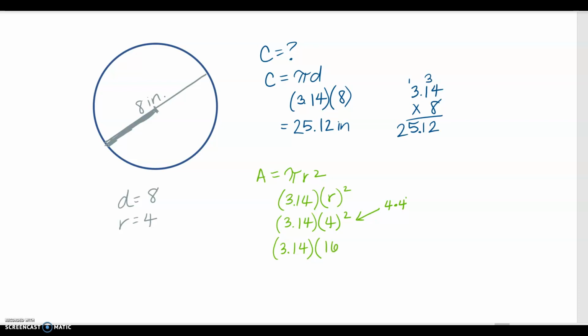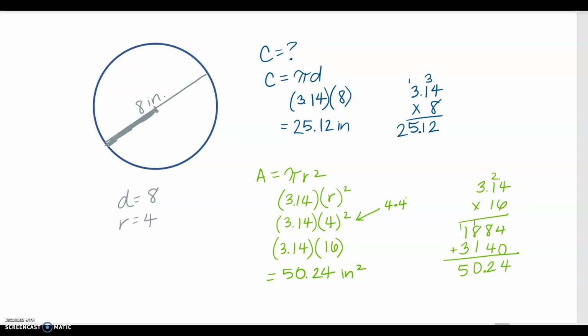4 times 4 is 16. So now all I have to do is 3.14 times 16. So 4 times 6 is 24, 6, 7, 8. 3 times 6 is 18. Put a 0. 1 times 4 is 4, 1 times 1 is 1, 1 times 3 is 3. Add them up. 4, 8 plus 4 is 12, 8, 9, 10. 3, 4, 5. 2 numbers to the right, 2 numbers to the right. So it's going to be 50.24. And that's going to be inches squared because it's area.